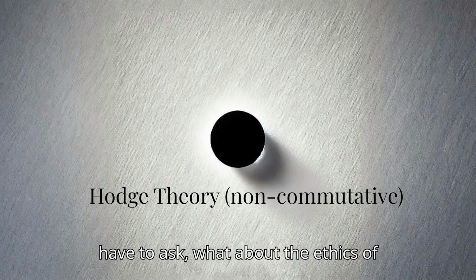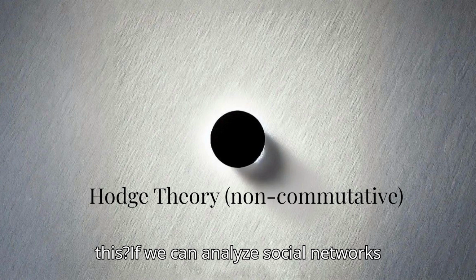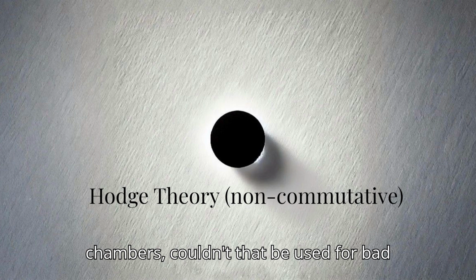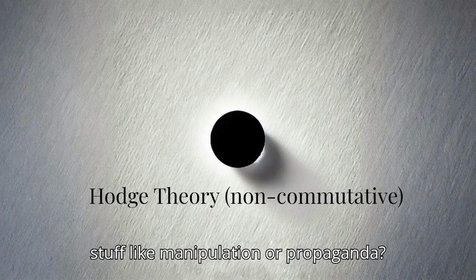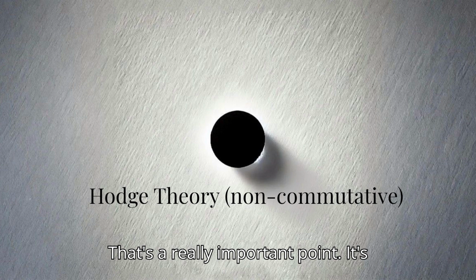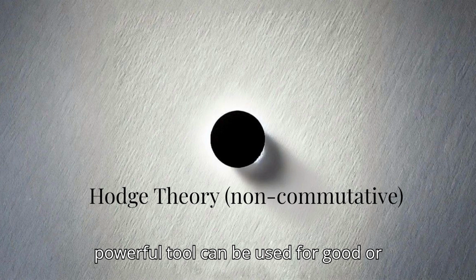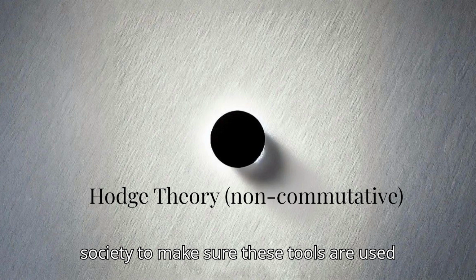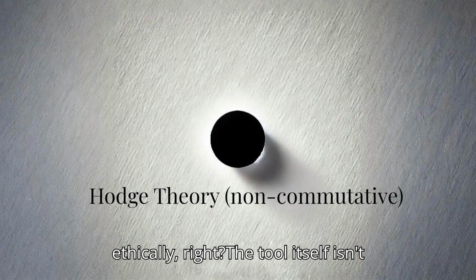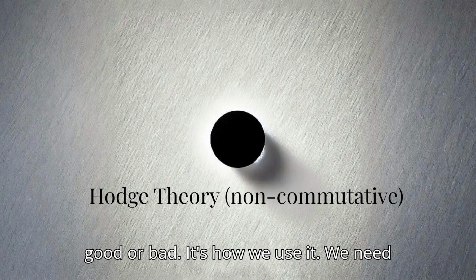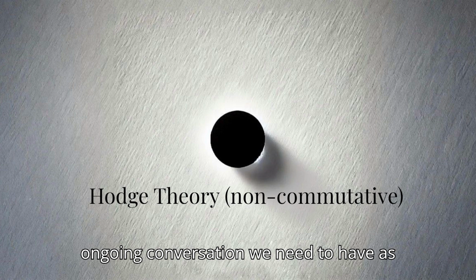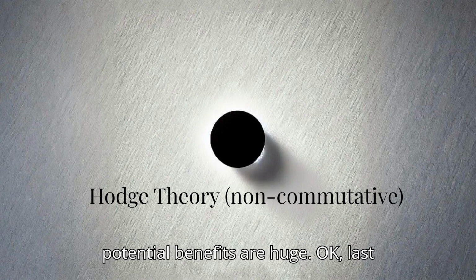But I do have to ask, what about the ethics of this? If we can analyze social networks this way, spot influential people or echo chambers, couldn't that be used for bad stuff, like manipulation or propaganda? That's a really important point. It's about responsible innovation. Any powerful tool can be used for good or bad. It's on us, as researchers and as a society, to make sure these tools are used ethically. Right, the tool itself isn't good or bad, it's how we use it. We need to think about the consequences and put safeguards in place. Absolutely. It's an ongoing conversation we need to have as these tools develop, but I believe the potential benefits are huge.